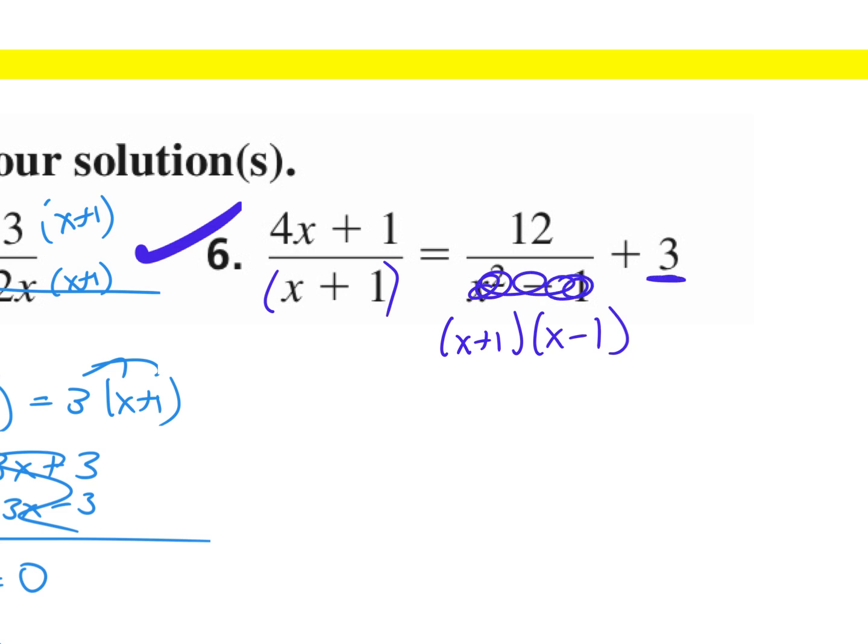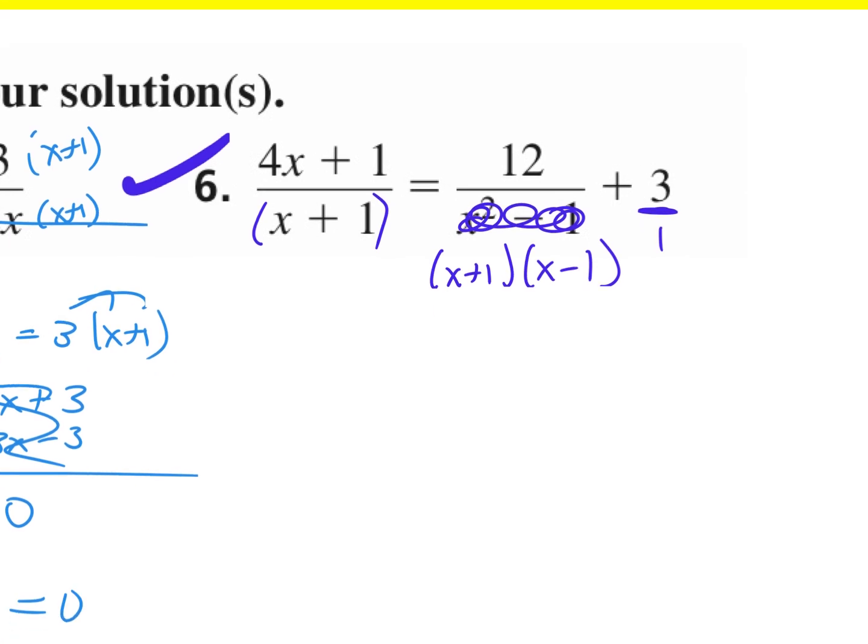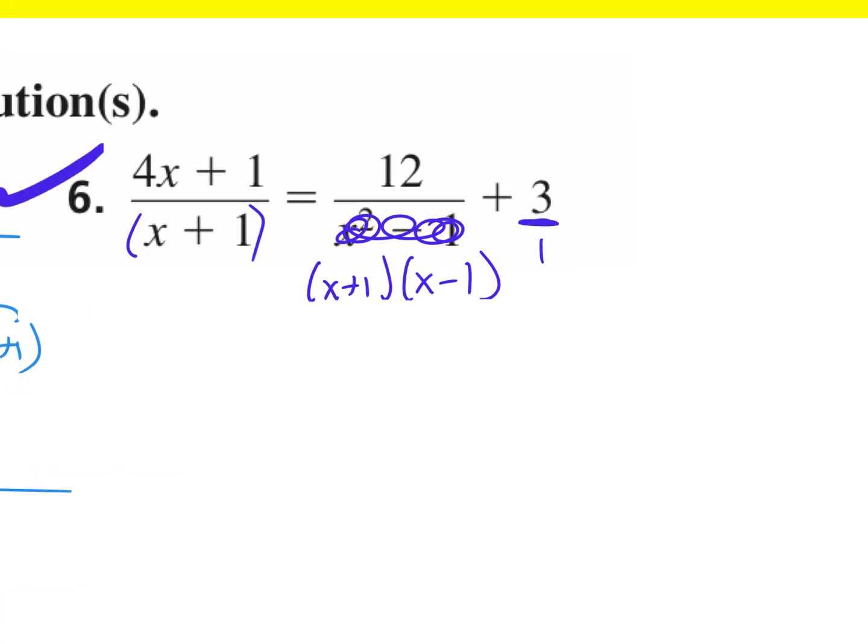And then what's underneath this 3? A 1. So remember, we're trying to find what the common denominator would be. What would the common denominator be between x plus 1, x minus 1, and 1? X plus 1, x minus 1? All right, so what does the first fraction have? X plus 1, what's it missing?